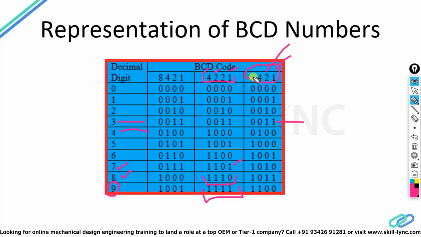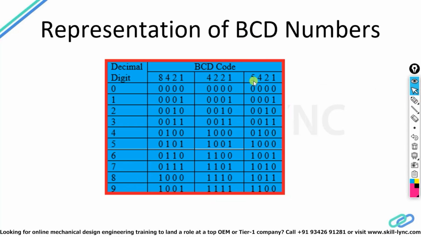Similarly, 4 is 0100. 5 is 1000... 5 is 1, 0, 0. 6 can be written in two ways: you can write 6 as 5 and 1, or as a combination of 4 and 2. But we will prefer the first one. So 5 plus 1 is 6, and we will give it as 1, 0, 0, 1.